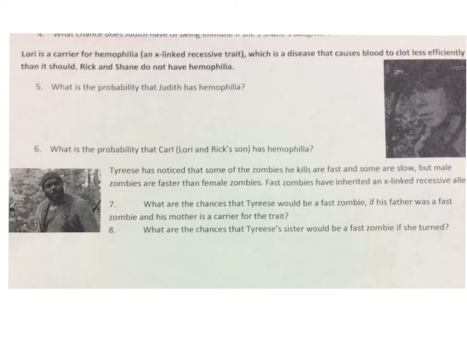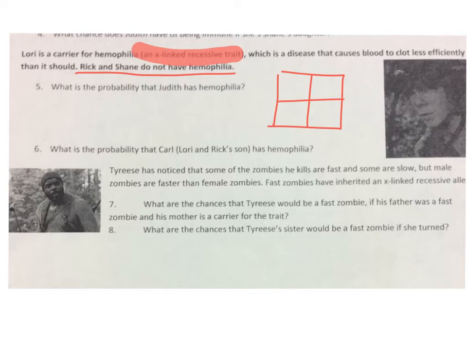Now I'm looking at my next set of problems, where it says Lori is a carrier for hemophilia, and it tells me that is an X-linked recessive trait. So Rick and Shane do not have hemophilia. I want to know the probability that Judith has hemophilia. I only need to do one Punnett square since both Rick and Shane, whoever the baby daddy is, don't have it. Now remember, when you do Punnett squares and they're sex-linked traits, you have to have an X and a Y for the father and an X and an X for the mother.